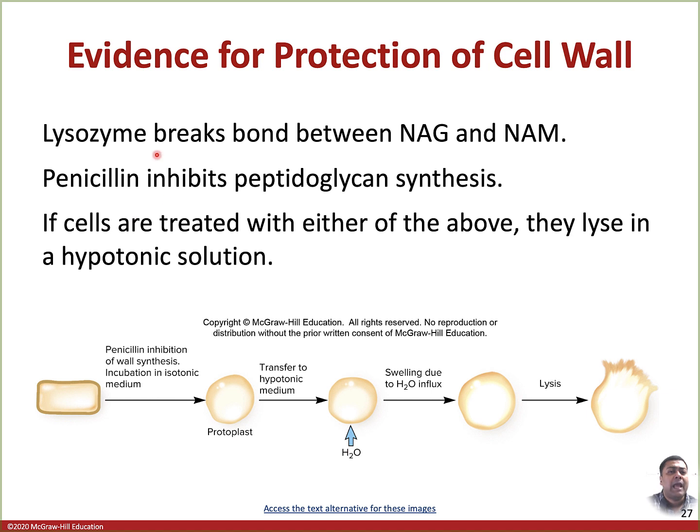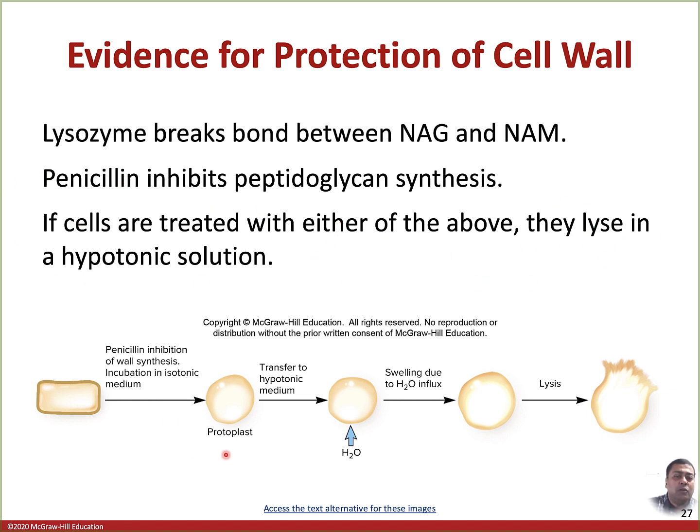On the other hand, lysozyme is an enzyme which is present in our mucous membrane, and it is in our tears. All mucosal surfaces have this lysozyme, and it breaks the bond between the NAG and the NAM. And also the drug penicillin inhibits the peptidoglycan synthesis that we already talked about. If the cells are treated with either lysozyme or penicillin, something interesting happens.